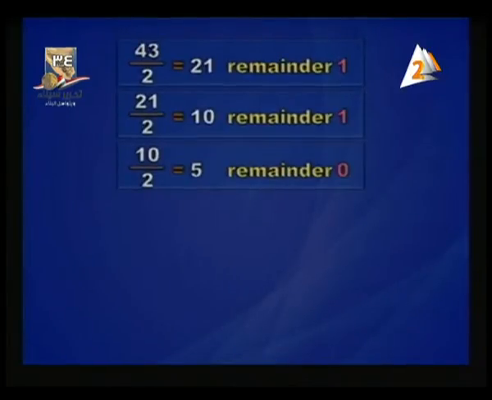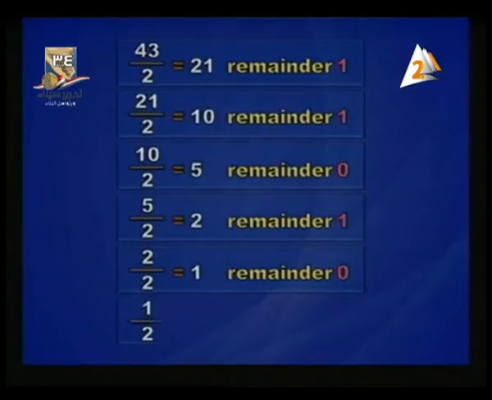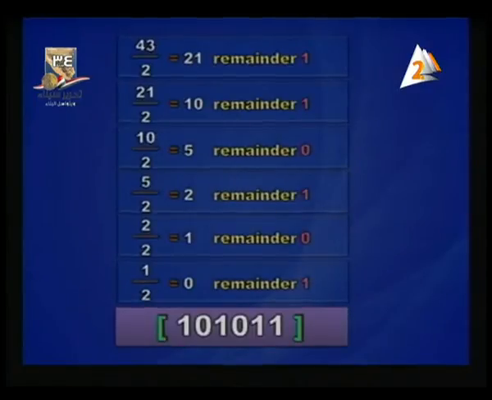10 divided by 2 is 5. No remainder, remainder equals 0. 5 divided by 2 is 2, remainder 1. 2 divided by 2 is 1, remainder 0. 1 divided by 2, we don't have anything, remainder 1. 1 does not include any 2's, so 1 divided by 2 equals 0, remainder 1. So the conversion is 1, 0, 1, 0, 1, 1.